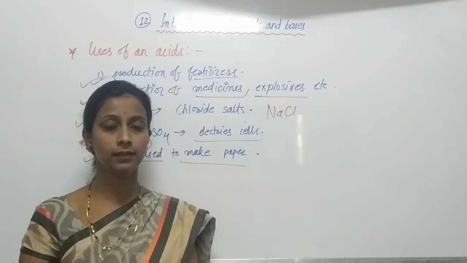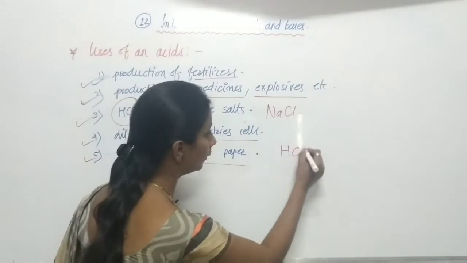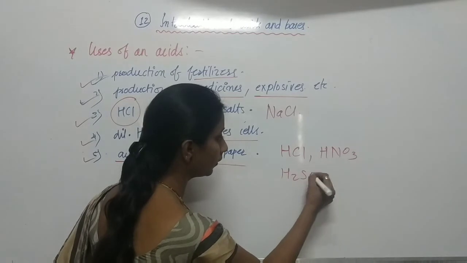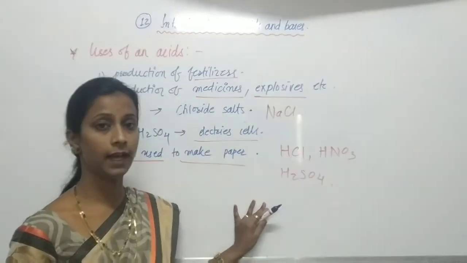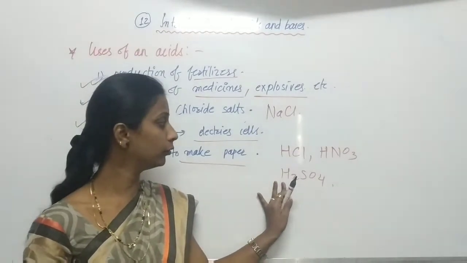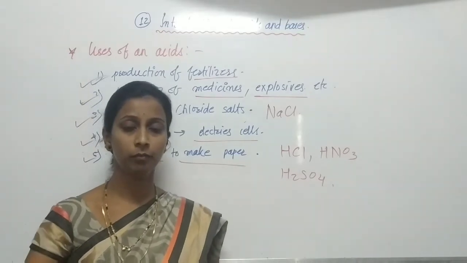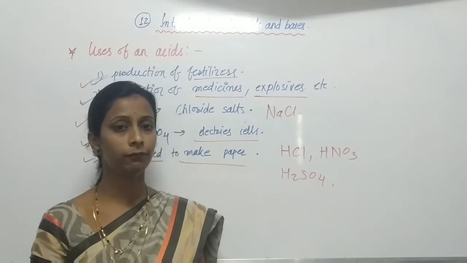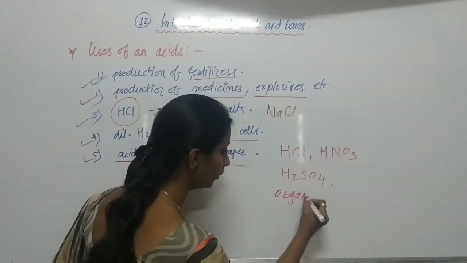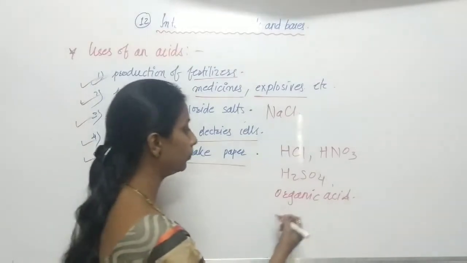In today's video we have seen that some acids are mineral acids. The acids like HCl, HNO3, H2SO4 are known as mineral acids, and these mineral acids are very harmful to our health, to our body. Some acids are present inside our body, in some plants, and also in some foodstuffs. These acids are known as organic acids. Organic acids are less harmful or not harmful to our body.